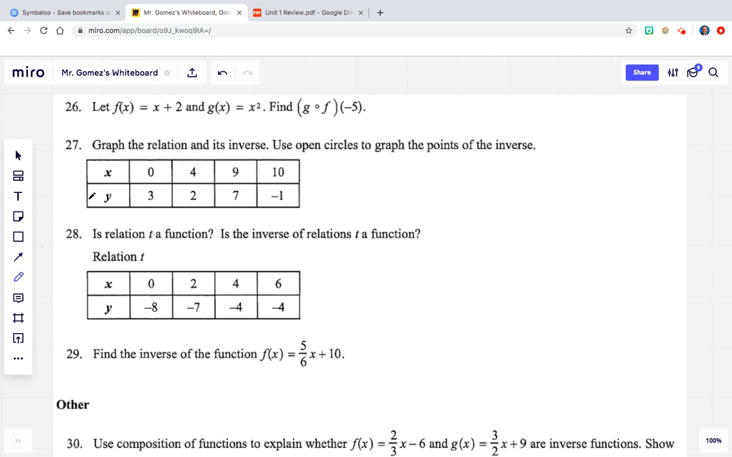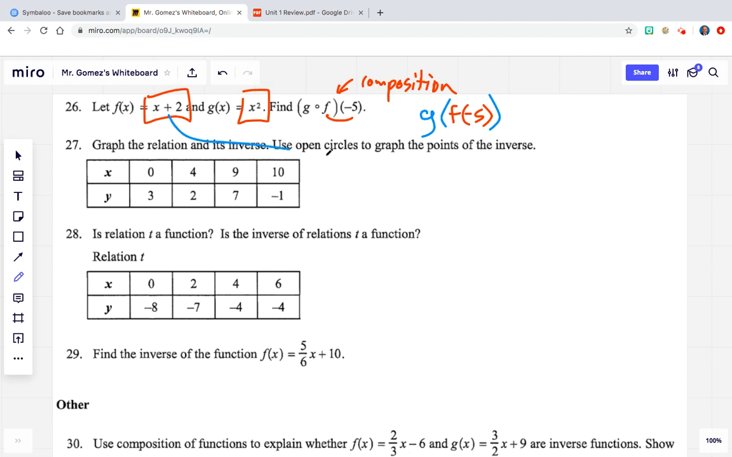We have f of x is equal to x plus 2. We have g of x is x squared. And what we're trying to find is this composition, okay? These composite functions are a two-step process. So the composition is we're going to solve for f of -5 first. And then whatever we get from that as an answer, we're going to put it as an input into g of x, okay? So let's go ahead and start with f of -5.